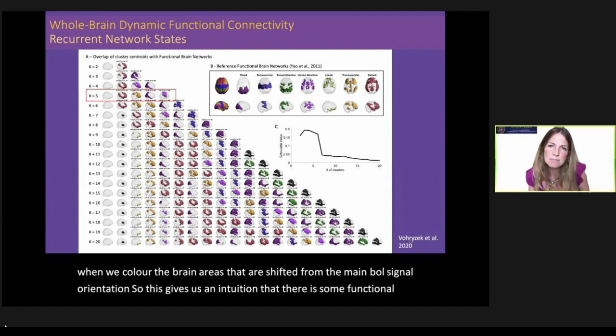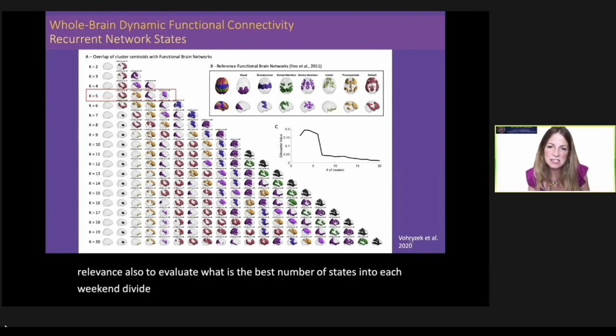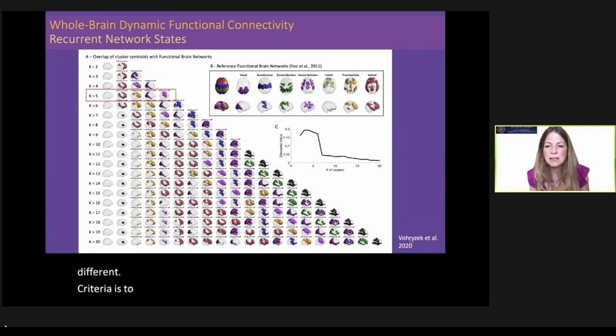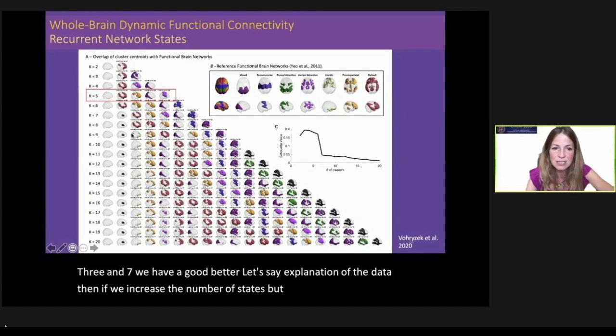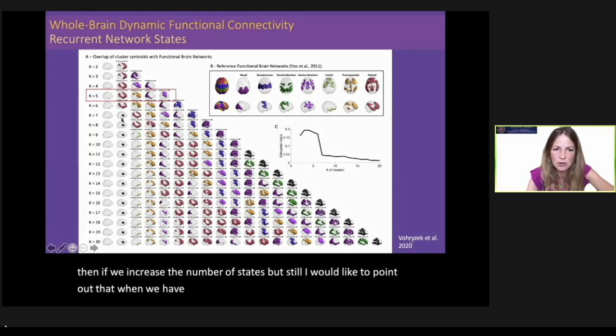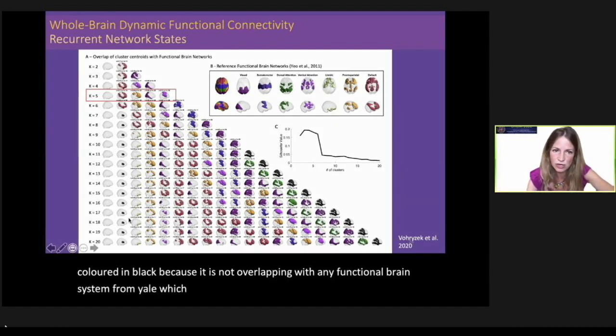Also, to evaluate the best number of states into which we can divide the brain, we applied the silhouette criterion. There are different criteria to evaluate cluster performance. It tells us that between 3 and 7, we have a better explanation of the data than if we increase the number of states. But still, I would like to point out that with a higher number of states, for example, from k equals 7, there is a brain subsystem that appears colored in black because it is not overlapping with any functional brain system from Yeo, which is composed of subcortical structures.